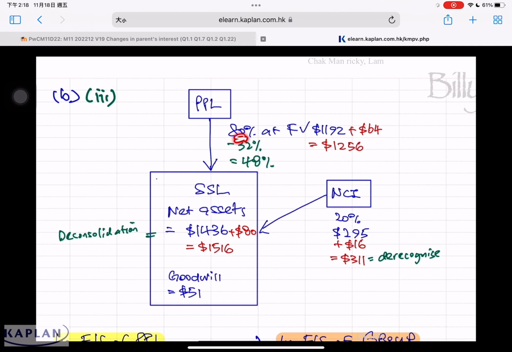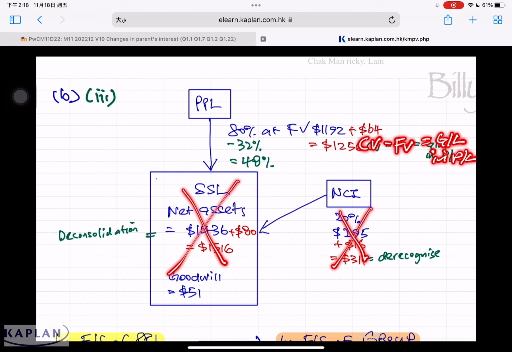What happened to this 80%? This 80% is a carrying value compared to fair value. Any gain or loss is recognized in P&L. This is what you need to do when you prepare the group account: deconsolidate the assets, liabilities, and goodwill, de-recognize NCI, and compare the carrying value of the 80% to fair value. Any gain or loss is reported in P&L. This is what should be at the group level.